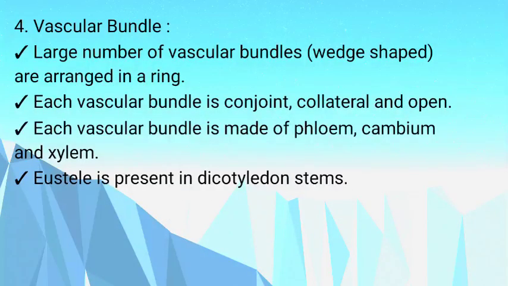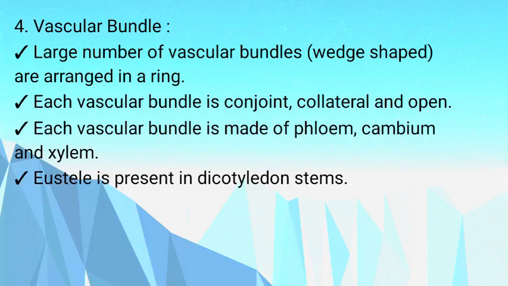Next one, vascular bundles. A large number of vascular bundles are arranged in a ring-like structure in dicot stem which is called eustele. The shape of vascular bundles is wedge shaped. Each vascular bundle is conjoint, collateral and open. Conjoint in the sense both xylem and phloem are situated in the same radius. Collateral in the sense the vascular bundle contains xylem and phloem in a 1:1 ratio.